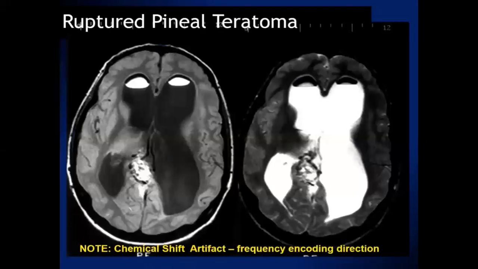Pineal gland teratoma may rupture either spontaneously or following trauma, so that the lipid content leaks to the subarachnoid space and makes a fatty fluid level and chemical shift artifact.